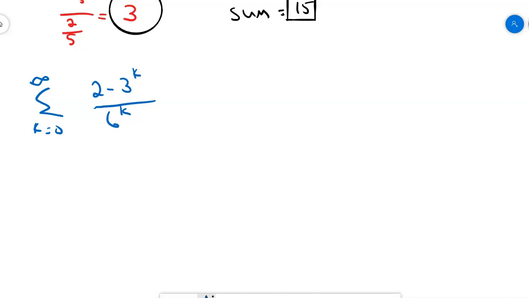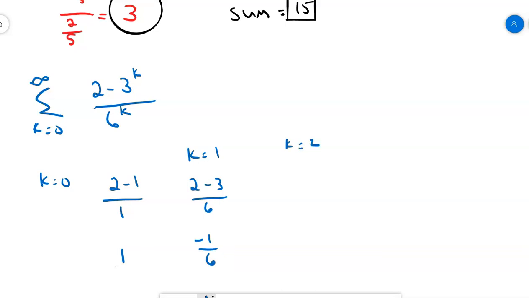So the first thing you might do when you're not quite sure is to write out a few terms and see what those partial series are doing. So if I started out, for example, with k equals 0, I'll get 2 minus 3 to the 0 power is 1, and 6 to the 0 power is also 1. So that gives me 2 minus 1, which is 1. Let's skip the intermediate step and just go right to 1. Okay. What happens if I do k equals 1? This will give me 2 minus 3 over 6. 2 minus 3 is negative 1, so I get negative 1/6.